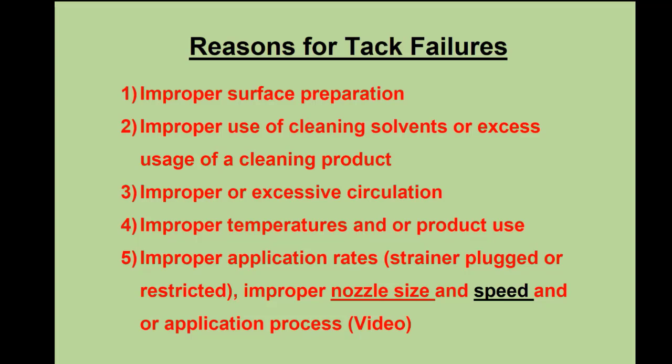The main thing that I run into is improper application rates because they have strainers plugged or restricted, nozzles plugged, improper nozzle sizes, and the main one is speed. Everybody tries to go too fast. By going too fast, you overdrive the nozzles. The nozzles are designed to put out a certain gallon per minute at a certain speed range. By going over that, you do not get the correct application, because the material will actually bypass in the distributor and go back into the tank instead of going onto the ground.